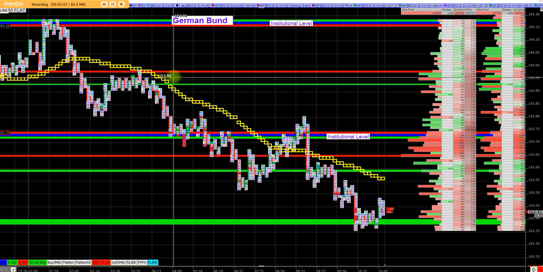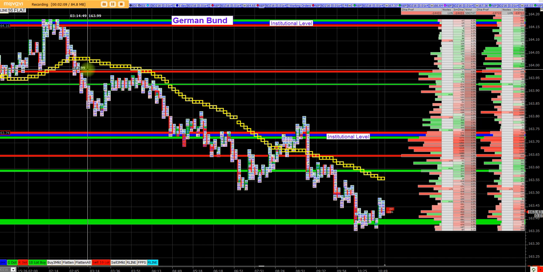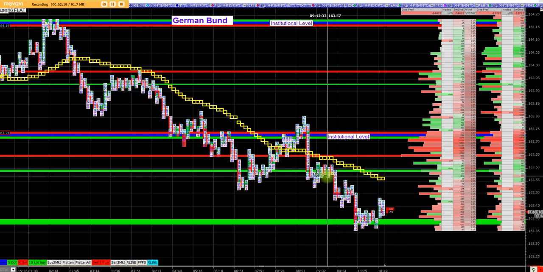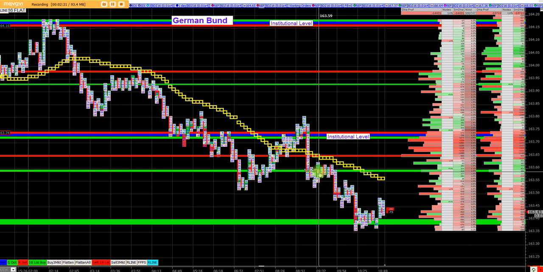And you can see these lines in the sand too, right? Where'd we stop? Right there. We came down the institutional level and we paused. Then we broke lower. Came back up to the institutional level. Then we chopped around where all these longs were put on. Now we've come down to where there were a boatload of longs that were put on, and we've stopped.